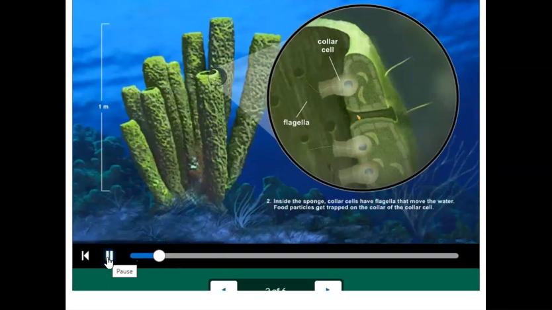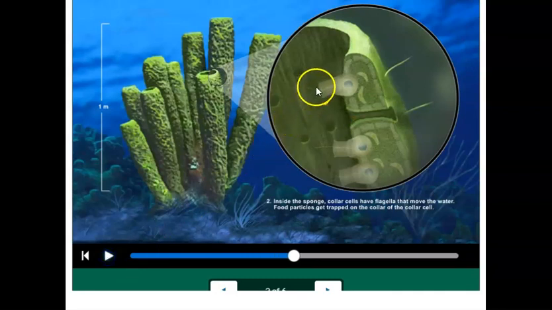Inside the sponge, collar cells have flagella that move the water. Food particles get trapped on the collar of the collar cell. So if you press play, you can actually kind of see it, there's a little stringy looking thing. This is called a flagellum, and it flaps back and forth, making a water current. It actually moves faster than that in real life. I don't know why they have it moving so slowly.